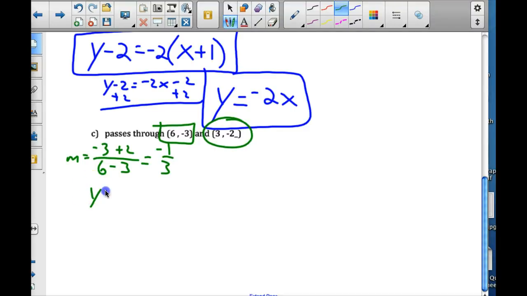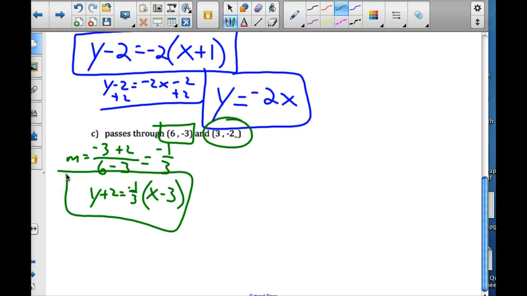Y plus 2 equals negative 1/3 times the quantity of x minus 3. Nice. There's the point slope form. All right, Chuck, let's solve it for y and put it in the slope-intercept form. Y plus 2 equals negative 1/3 x plus 1. How many of you guys can do negative 1/3 times negative 3 in your head? Distributing that slope, guys, to the negative 3. Negative 1/3 times negative 3 is positive 1. Keep going, Chuck. You're doing awesome.